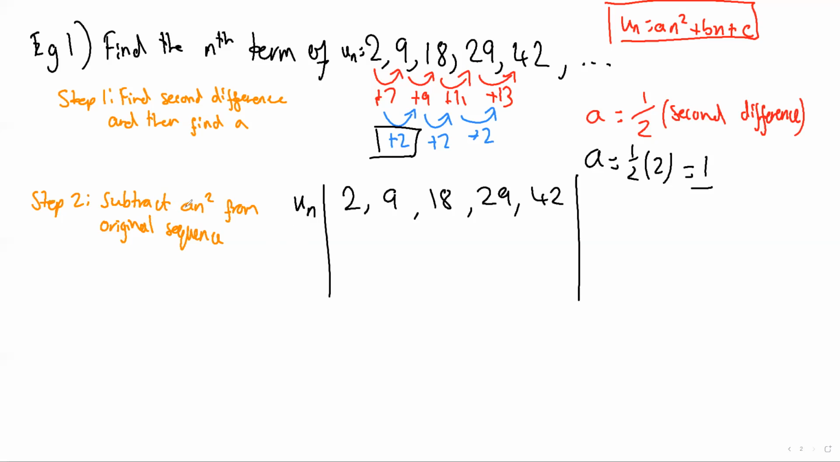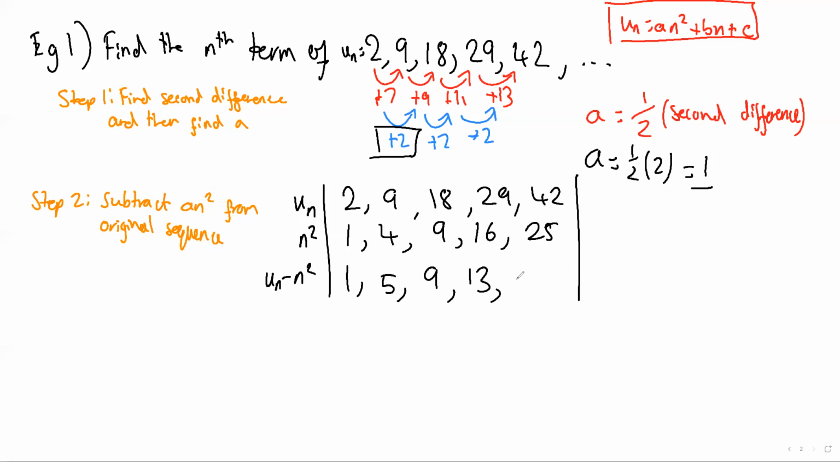Well, we already know what a is. We know it's 1, so that's just 1n squared. Because the nth term of the square numbers is n squared, we can just list the first 5 square numbers and subtract these. So we find u_n minus n squared: 2 minus 1 is 1, 9 minus 4 is 5, 18 minus 9 is 9, 29 minus 16 is 13, and 42 minus 25 is 17.